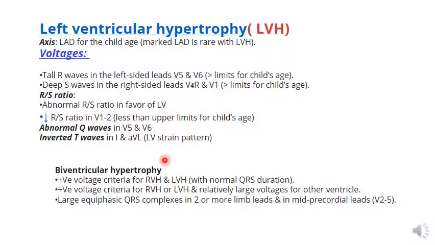Biventricular hypertrophy: you see positive voltage criteria for right ventricular hypertrophy and left ventricular hypertrophy with normal QRS duration. Also, criteria for right ventricle and left ventricle, relatively large voltage for both ventricles. Large equiphasic QRS complexes in two or more limb leads and in mid precordial leads V2 to V5.